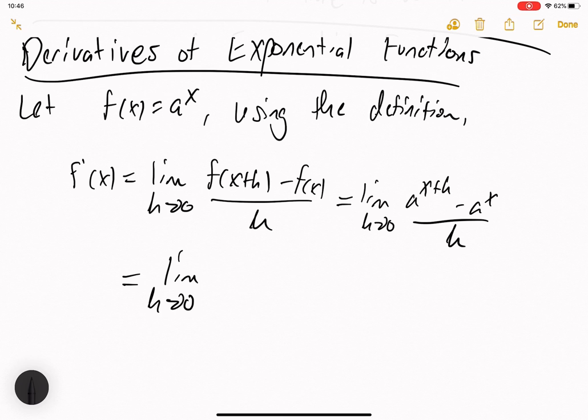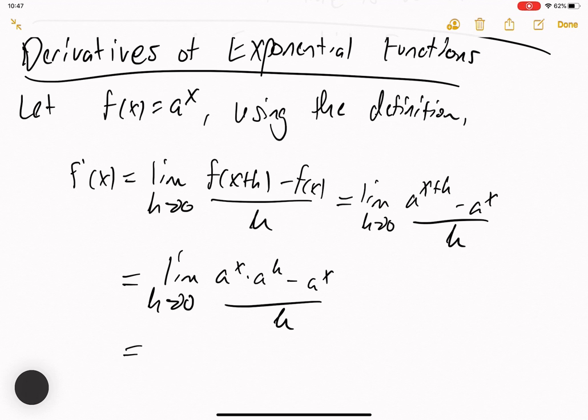So again, we have the limit as h goes to 0. We're not going to pull out anything yet. We're going to break up the exponents. We get a to the x times a to the h minus a to the x, divided by h, which again is equal to the limit as h goes to 0. One of the things we should notice now is that a to the x is in both of these terms.